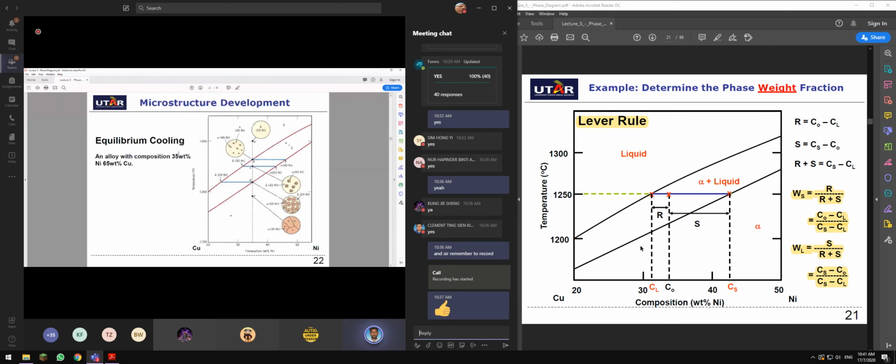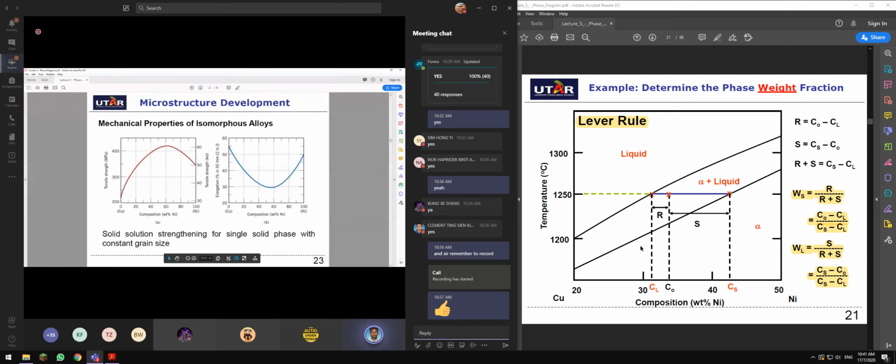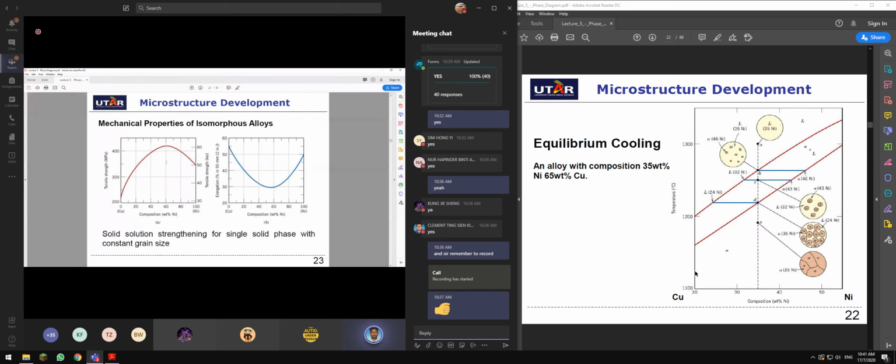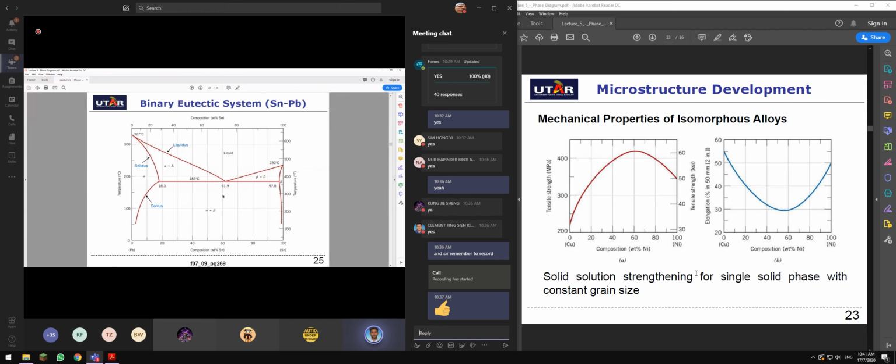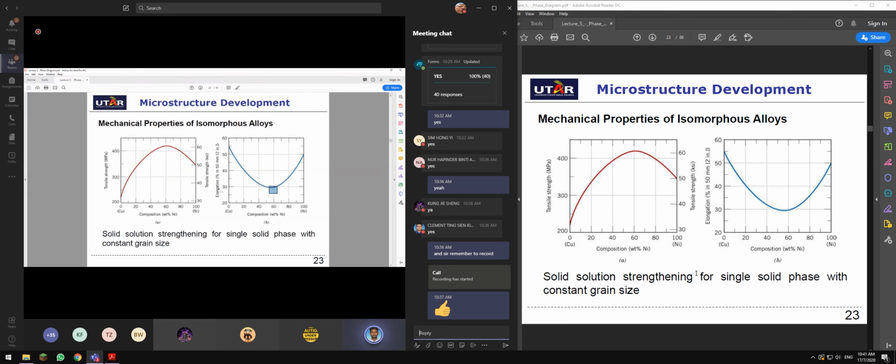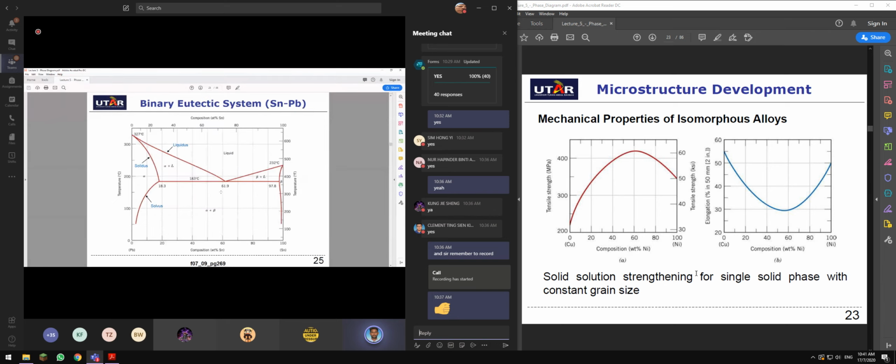And then all these equilibrium cooling and how the formation of grain works, you can just read this through. And the mechanical properties: when you add more nickel, what will happen to the tensile strength and elongation? You have a percolation threshold over here. And eutectic system, what is eutectic, what is eutectoid, and so on.